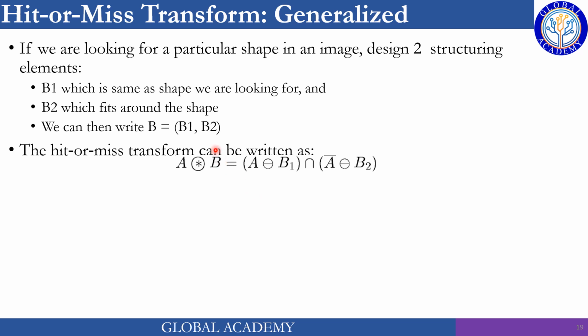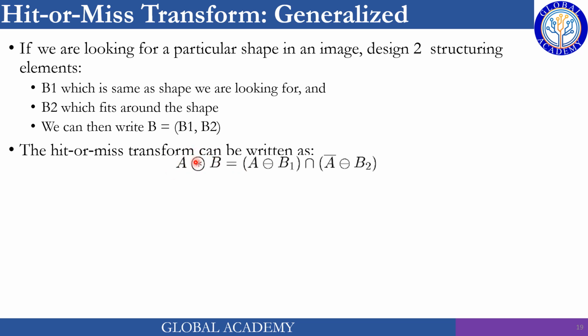Here is just a summary of the hit or miss transform in generalized form. If you are looking for some particular shape or pattern or template in an image, then design two structuring elements. One is B1, which is just the shape which you're looking for, and B2, which fits around the shape. B2 is like the external boundary of B1. Then we can write B is equal to B1 comma B2, and the hit or miss transform can be written as A hit-miss B.